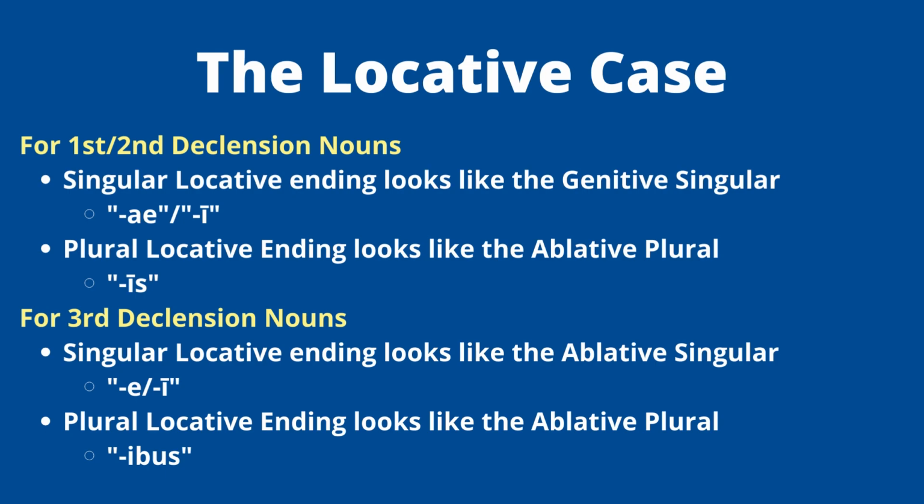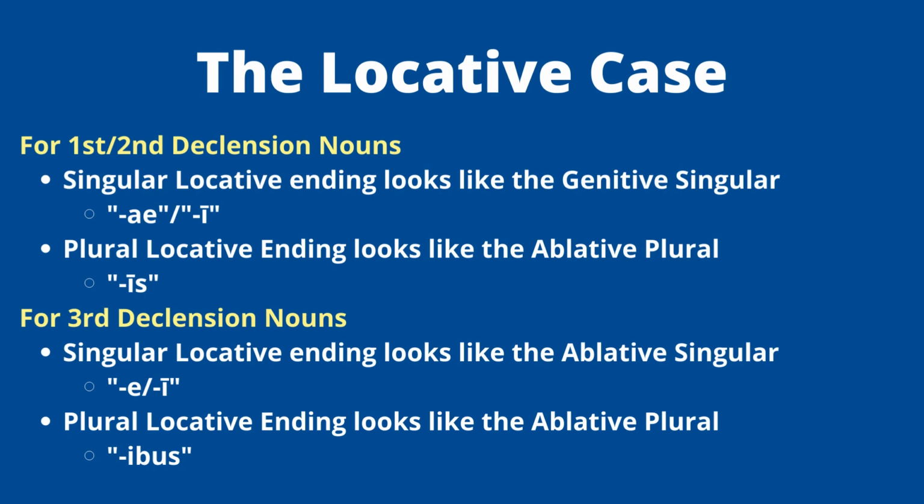For third declension nouns, the locative singular looks like the ablative singular. So it's usually a short E, sometimes a long I, depending on what third declension noun you're looking at. But it's ablative singular, and the locative plural looks like the ablative plural. Okay? So if you think about it, we said that showing position or location in something, when you're dealing with a prepositional phrase, think of our house diagram, it uses the ablative ending. Okay? The locative and ablative are basically the same thing.